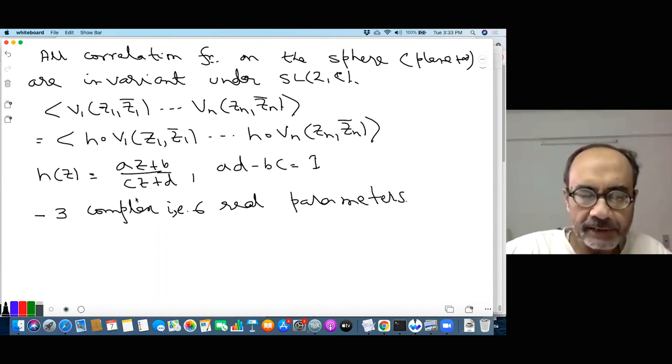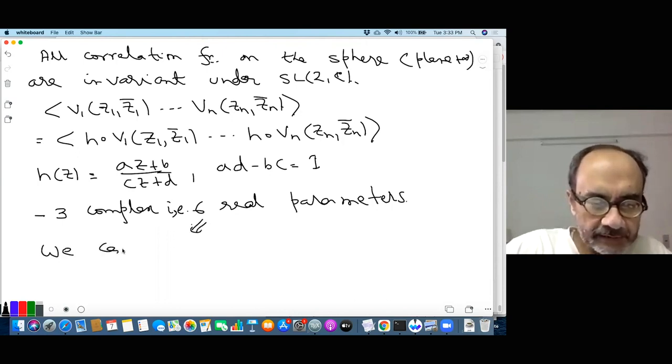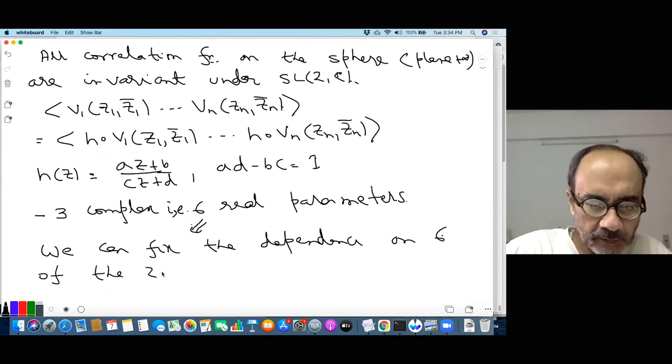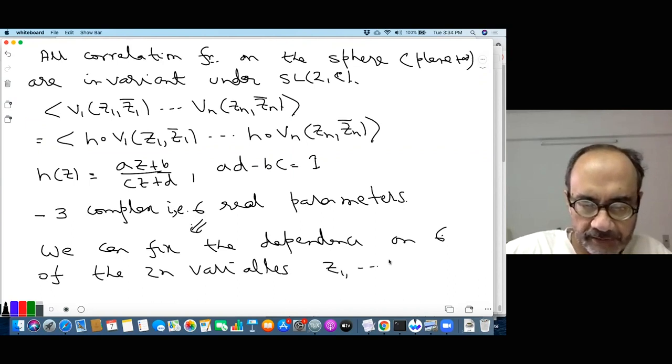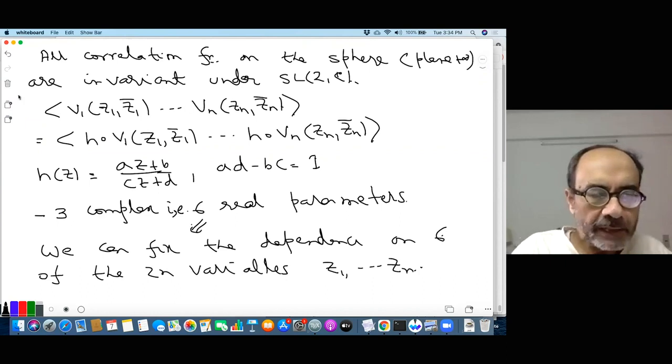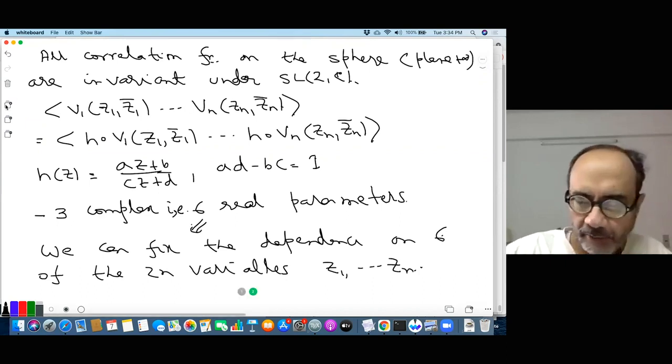And this implies strong constraints on the correlation functions. In particular, using this, we can fix the dependence on 6 of the 2n variables Z1 to Zn. Each Z is a complex number, so there are 2n real variables, and basically this relation tells us that there are effectively 2n minus 6 independent variables.